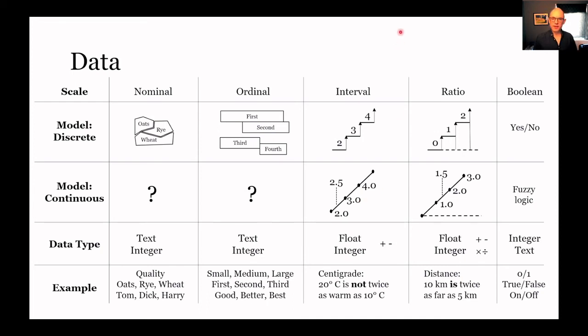And what's the difference then between an interval scale and a ratio scale? Because they look very similar. Well, the ratio scale has a true 0 point, whereas the interval scale doesn't. This is exemplified here with centigrade. If we compare centigrade to Kelvin, 0 degrees centigrade, the freezing point of water, is not a real zero, in that 20 degrees centigrade is not twice as warm as 10 degrees centigrade. It's just 10 degrees warmer.